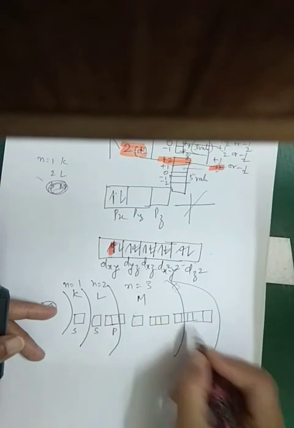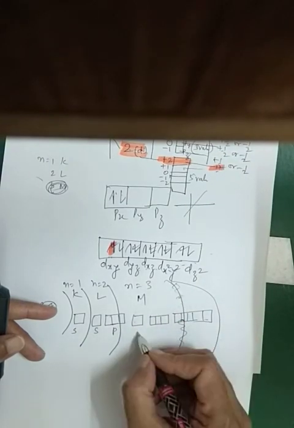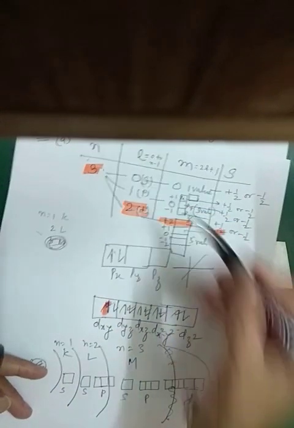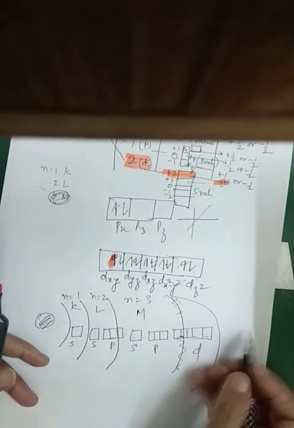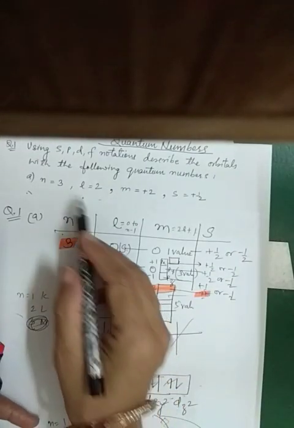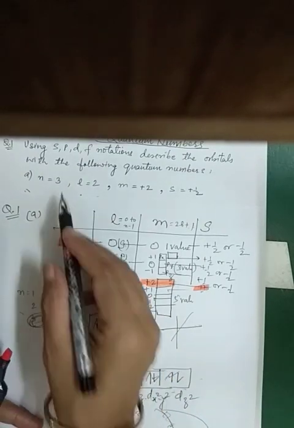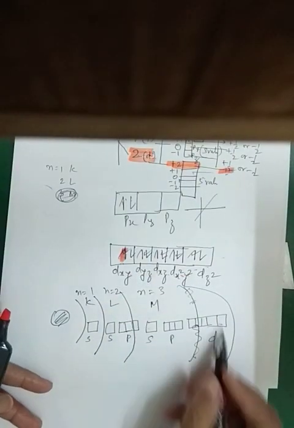This can be increased. So third shell will have S, P and D orbitals. Now which electron? Where is this electron? Over here, n is equal to 3. That means here, somewhere here.